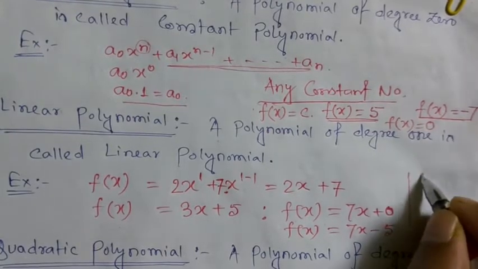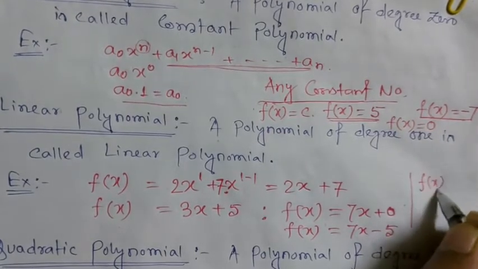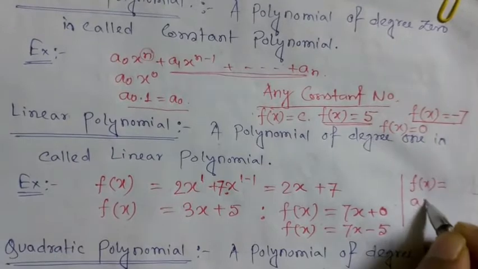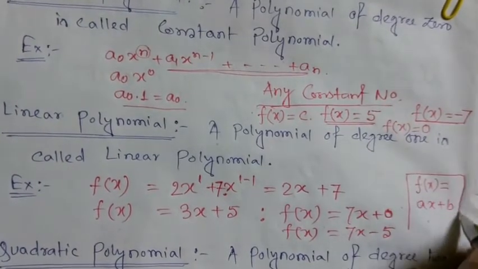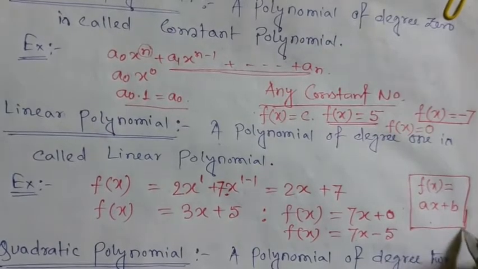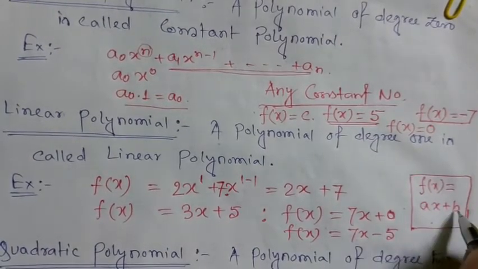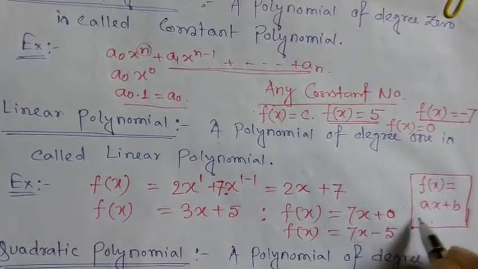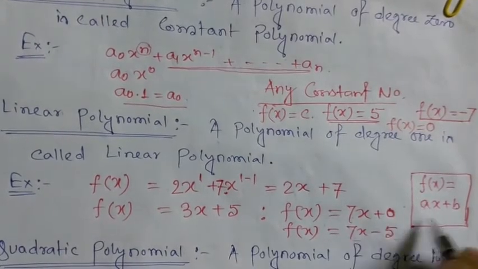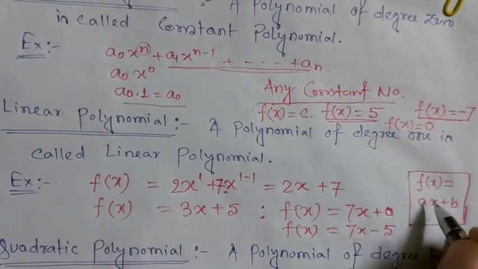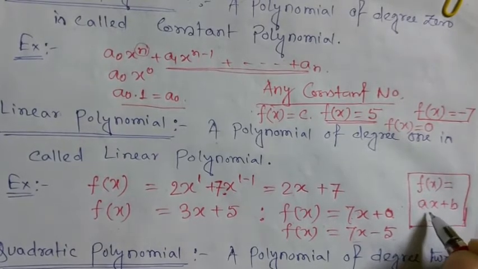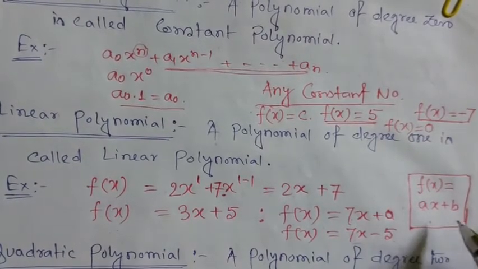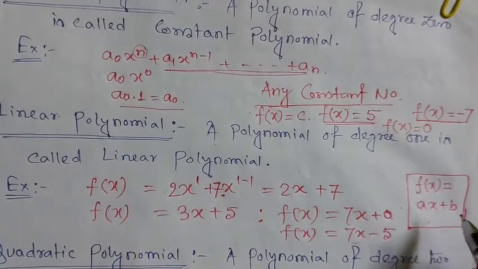So the general linear polynomial f(x) can be represented as ax plus b. If you take the value of a as 7 and the value of b as minus 5, you get 7x minus 5. If you take a as 7 and b as 0, you get 7x plus 0. That means f(x) equal to ax plus b is the general linear polynomial.